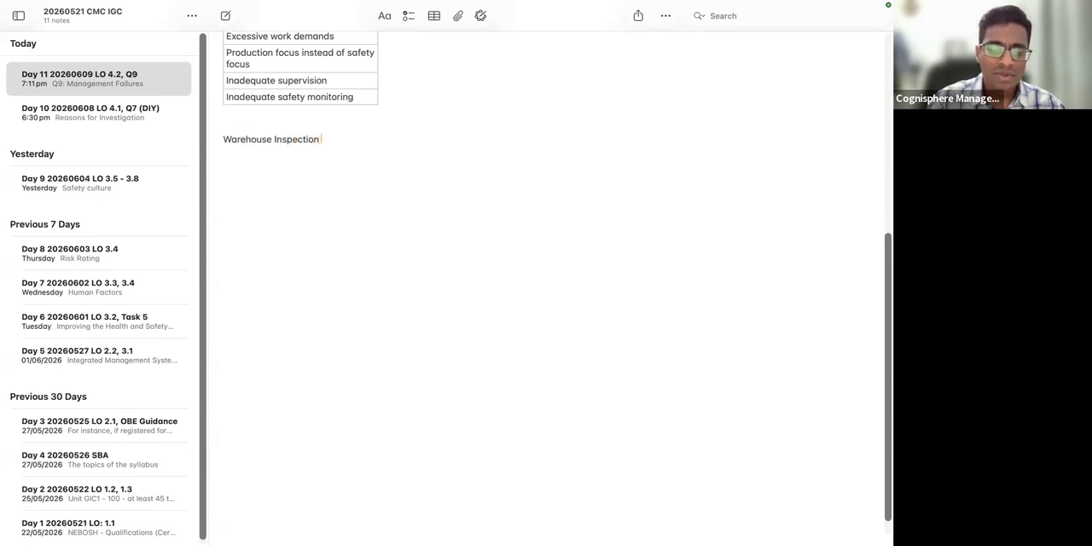A warehouse inspection checklist. So a checklist consists of many topics. For example, fire safety. So under fire safety, what are the points that you would check? Okay, so you would check whether the fire door is obstructed, or you would check the location of the fire extinguisher. So like this, you would be checking a series of pointers under fire safety.